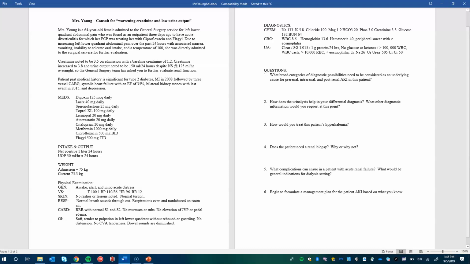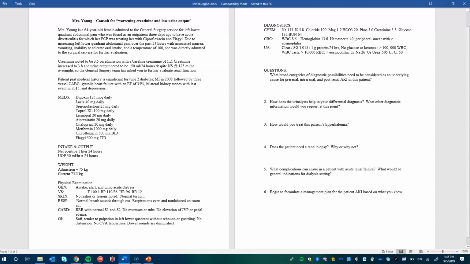She's diabetic, she's had an MI, she's had CABG, she's got systolic heart failure, and she's had a history of stones and depression, and that is for MedList there. But over the last 24 hours, her urine output has picked up, and she is now positive 1 liter of fluid. Her weight is stable, as you can see. Really nothing crazy on physical exam. You can see her potassium is mildly elevated, 5.8. Otherwise, her white count's good, hemoglobin, hematocrit, and all that are fine.